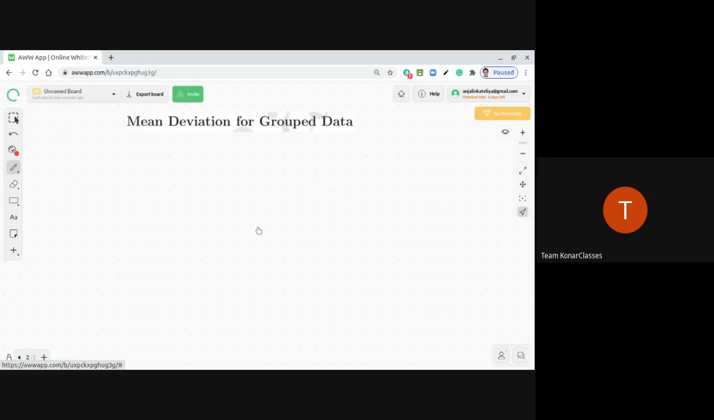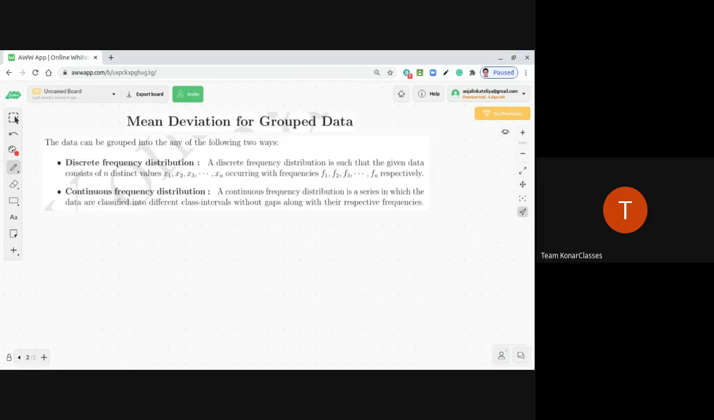So as you see, dear students, the data can be grouped in either of the following two ways. The first one is called the discrete frequency distribution, and the second one is the continuous frequency distribution. So what is a discrete frequency distribution?